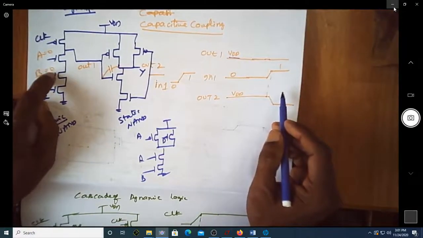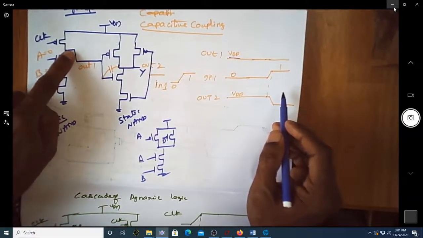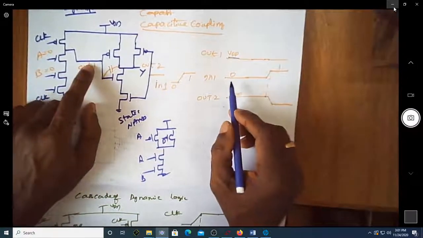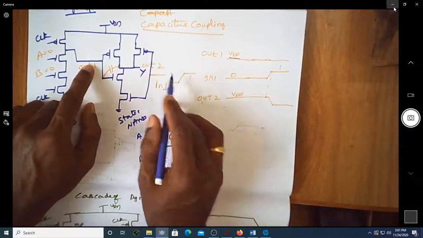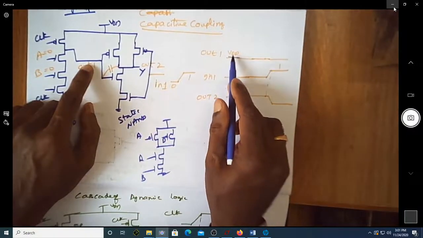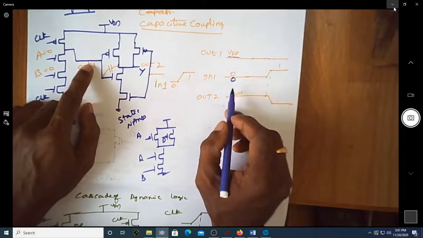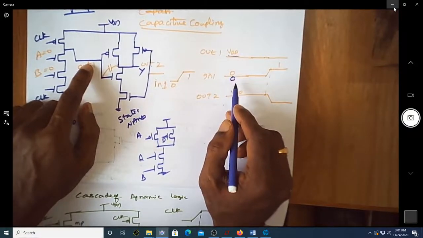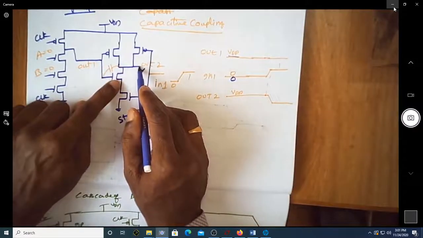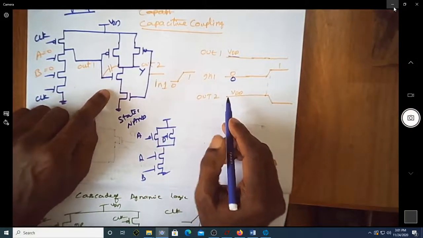Since it is 0 0, whatever the pre-charge value that was VDD will remain at output 1. So we are permanently making this 0. Then assume that the other input for the static NAND gate is also 0. Since it is VDD and this is 0, because if any one of the inputs is 0 for a NAND gate, the output is VDD. You see now this is output 2, this is at VDD.